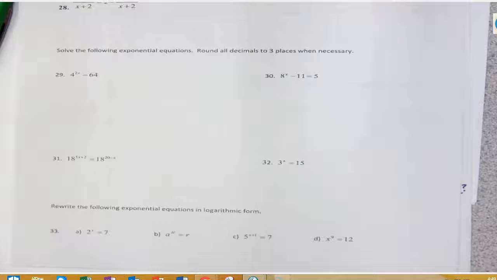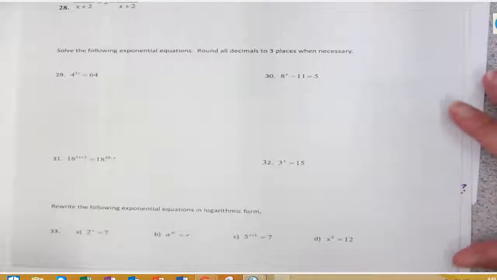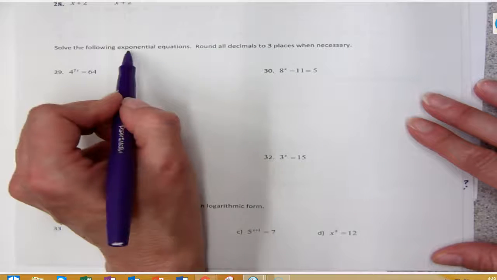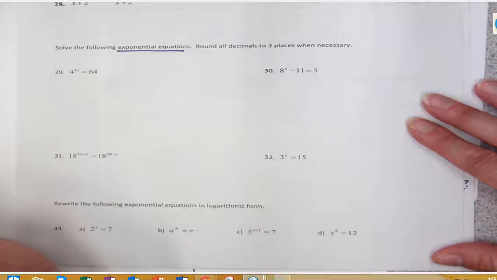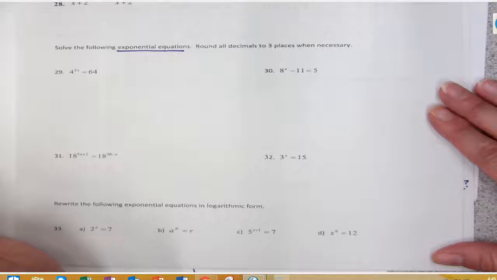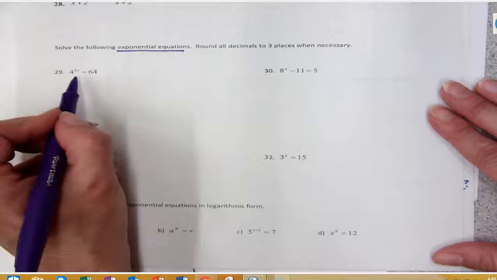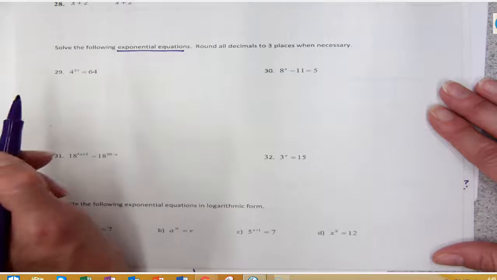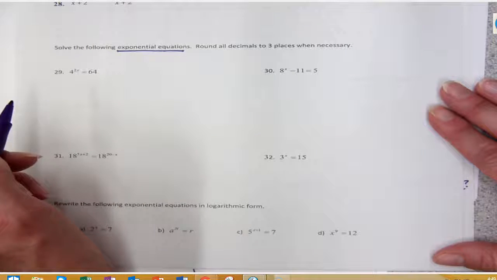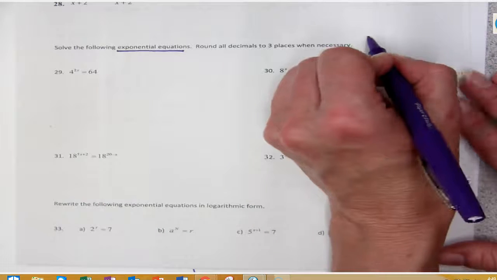Alright guys, we're going to go on to this part, which is logarithms. We're going to solve the following exponential equations. And here's what you guys please remember about exponents: what we're trying to do with logarithms is work backwards and forwards between logarithms and exponents.